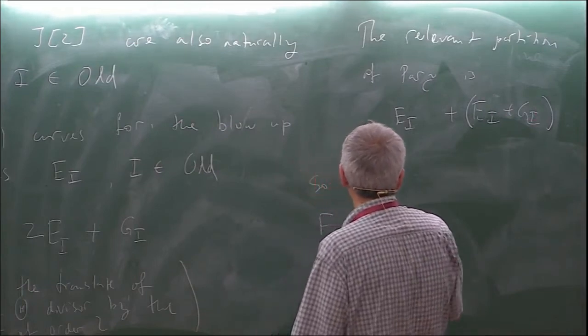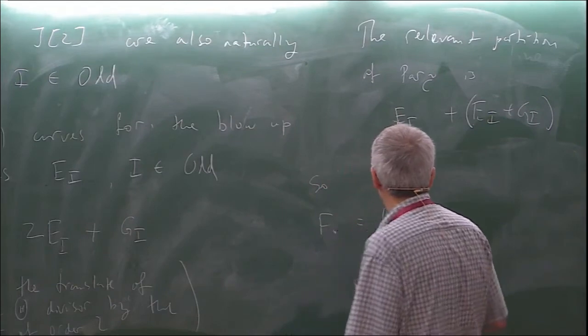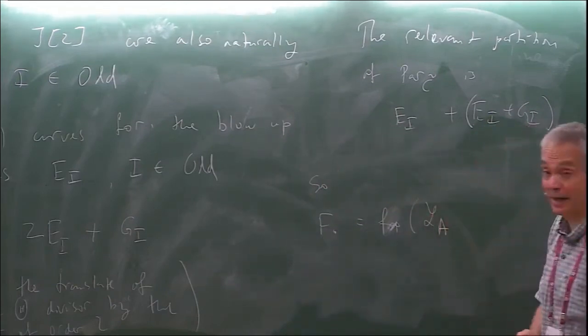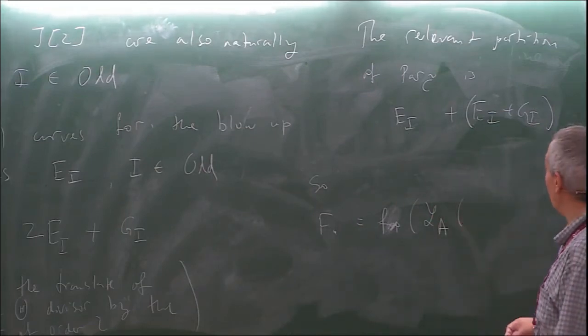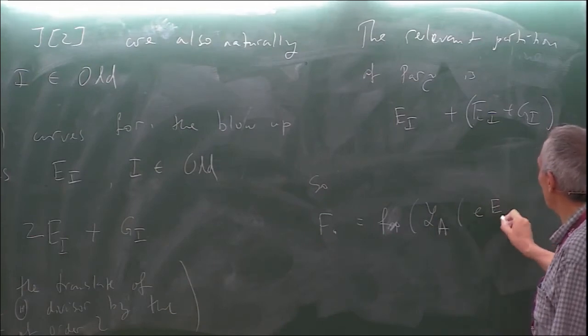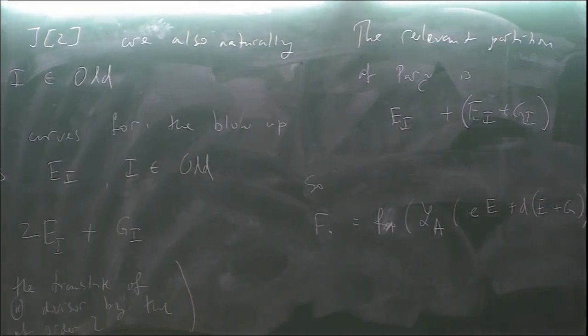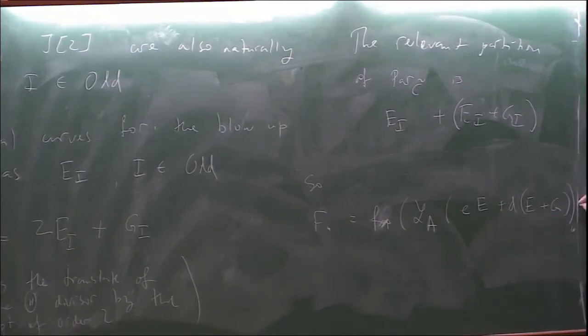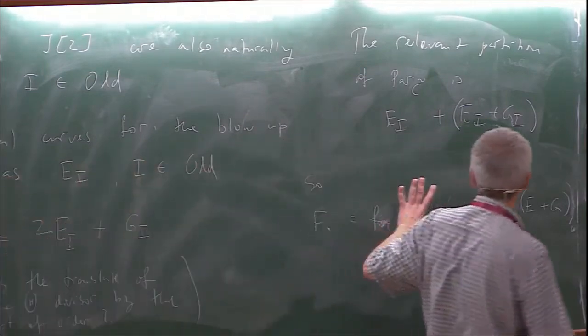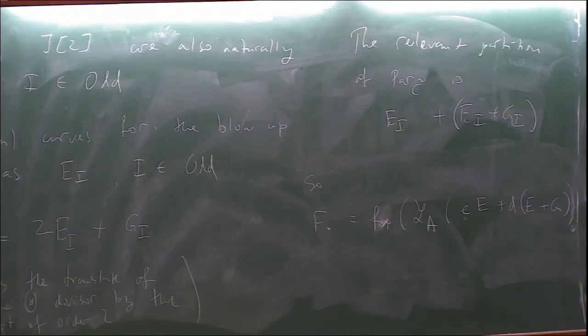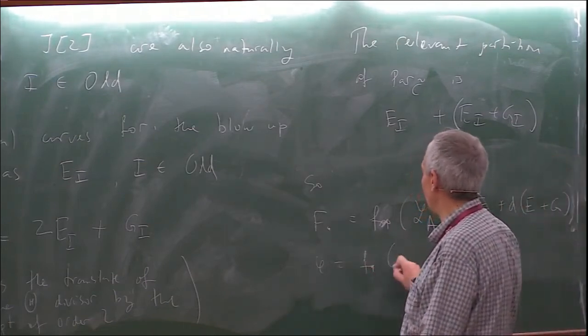F dot will have to be the push forward of some line bundle, and I'm going to take the line bundle to be the Fourier-Mukai transform of A with coefficients, one coefficient on E and another coefficient on E plus G. And again, when you write what this means as being parabolic, it means that we are taking a floor of this guy plus the level and a floor of this guy plus the level. So now our question is, can we find these numbers, E and D, that describe the line bundle, so that the push forward is stable, and of course phi is the push forward of the one form, the tautological one form.